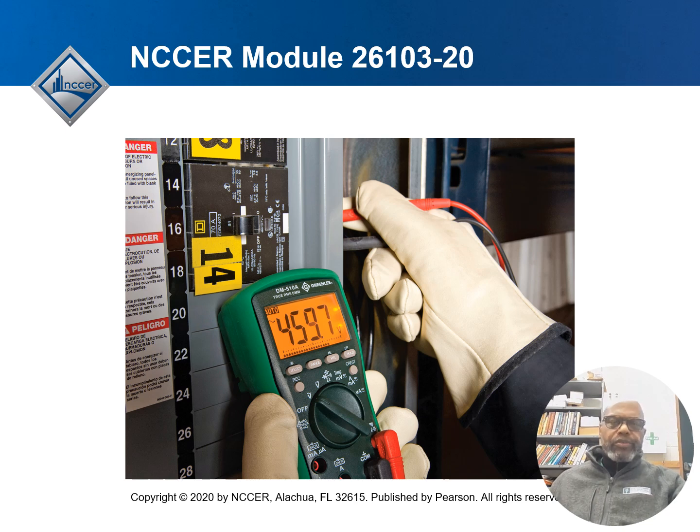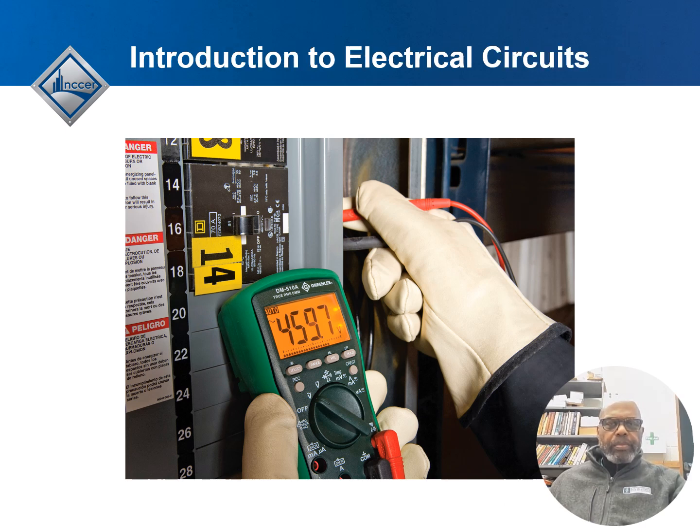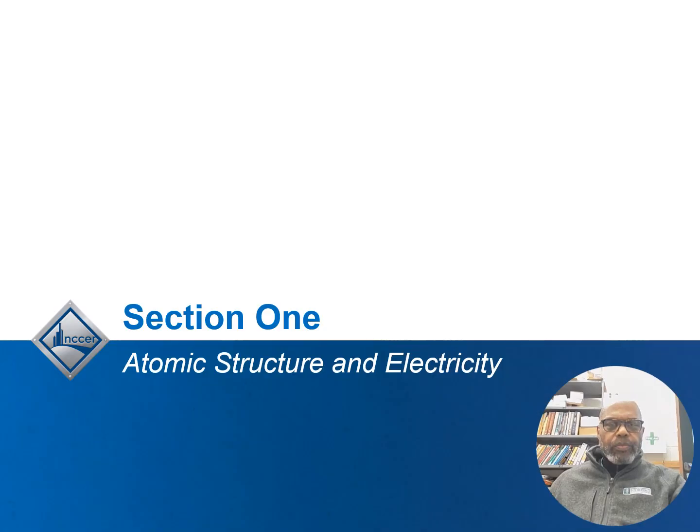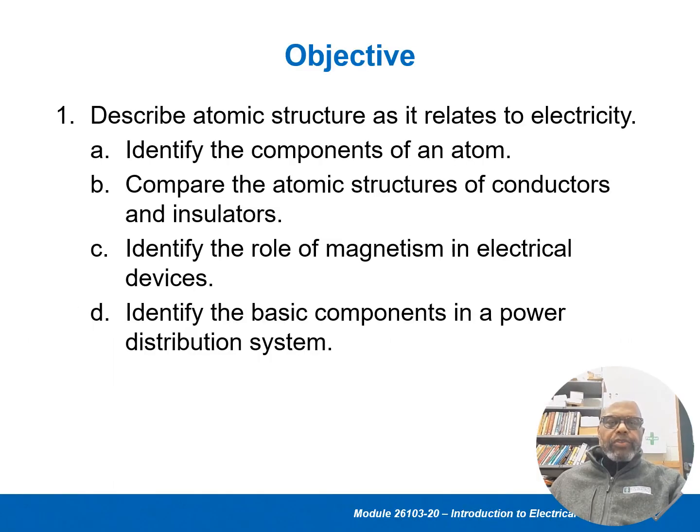In this module, we will be discussing electrical circuits and moving further in the knowledge of electricity. We're looking at the basics, the atomic structure and of electricity. So we're discussing the atom structure, looking at conductors, the type of materials made out of, what makes a good conductor, what makes a good insulator.